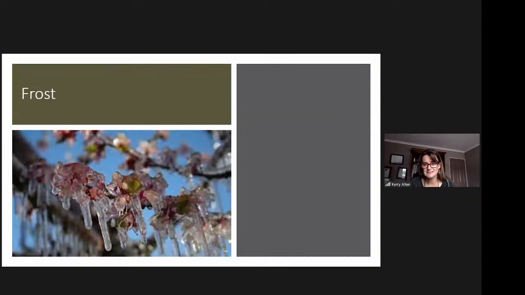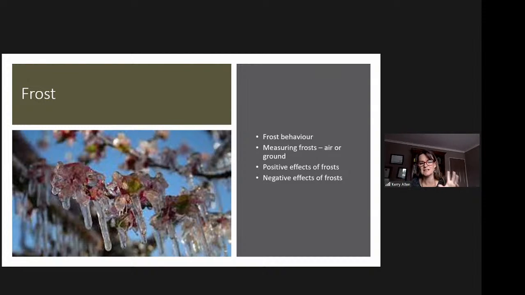So frost is an extreme temperature. We've just had a severe frost event right across the country. Some very good learnings probably would have come out of it, and hopefully your teachers shared that with you. But basically, you need to know how frosts behave. So remember, frosts are very cold temperatures, and they sit lower to the ground because hot air rises. So we measure frosts two ways. We measure them either by air temperature, so air above the ground, or at ground. Ground is obviously a lot colder.